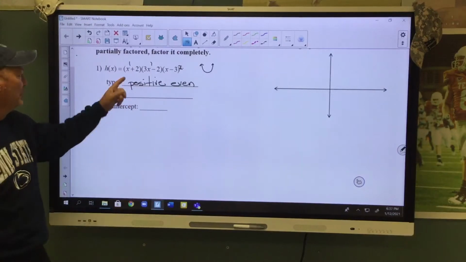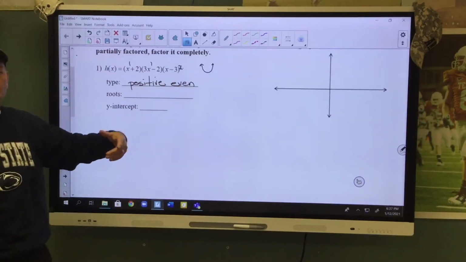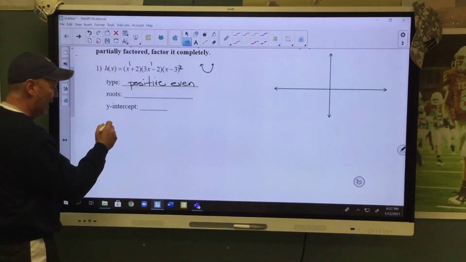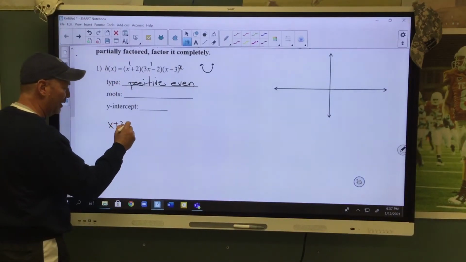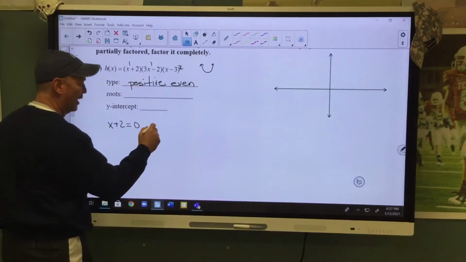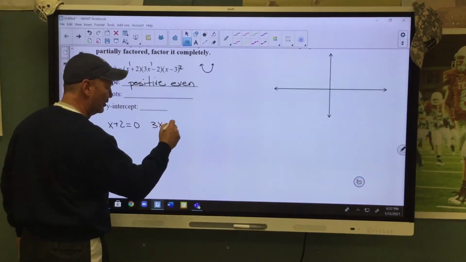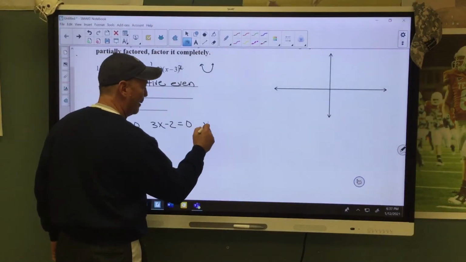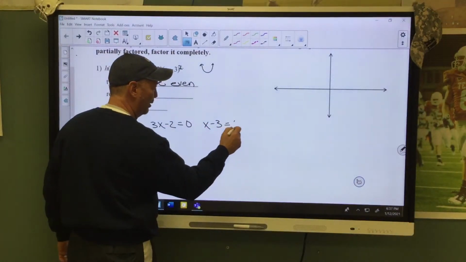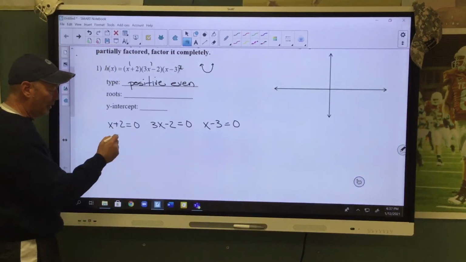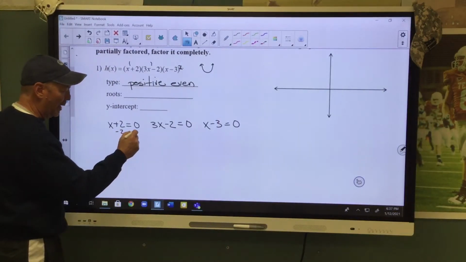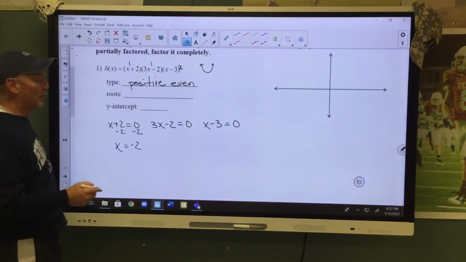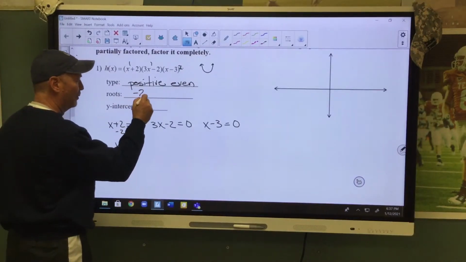To find the roots, after you've factored, you put your parentheses equal to 0. So we're going to say x plus 2 equals 0. We're going to say 3x minus 2 equals 0. We're going to say that x minus 3 equals 0. Okay? So my root, I'm going to go minus 2, x equals a negative 2. That's one of my roots, negative 2.